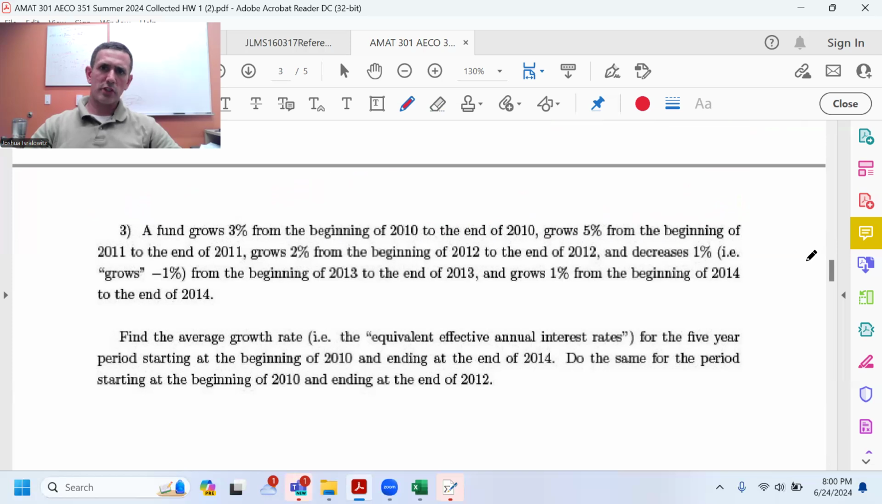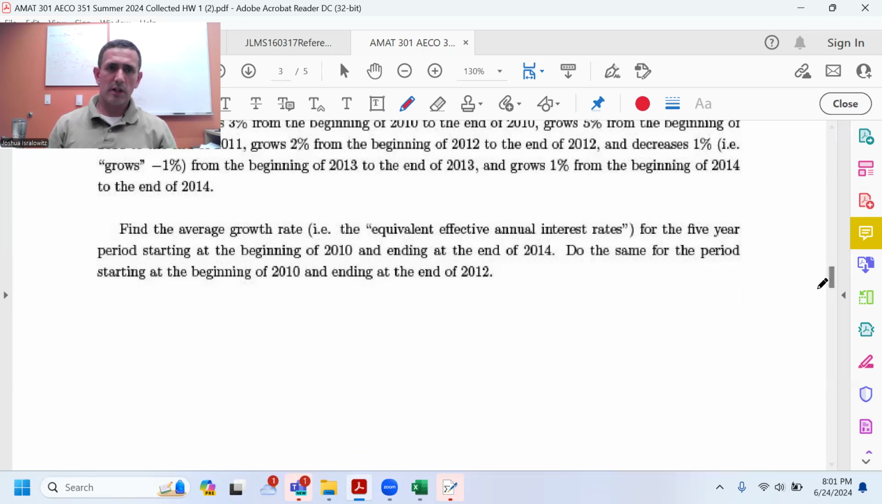Here's the growth rates for each period. Find the equivalent effective annual interest rate, the 5-year period, and the 3-year period, 2010 to 2014 and 2010 to 2012, respectively. Right. So we'll see what $1 grows to in both periods, and then just set up the equation for the equivalent effective annual interest rate. You can use any amount of money you want initially. $1, I guess, is the simplest.